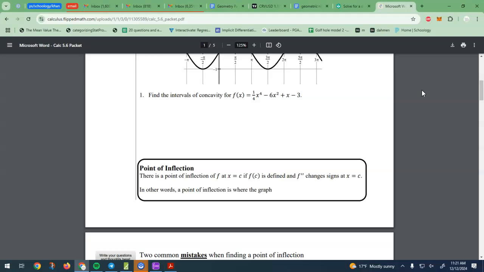Plug in like 10 again to the second derivative because that's what tells me concavity. I'll be like 300 minus 12. That's a positive number. So the second derivative is positive, which means f of x is concave up.